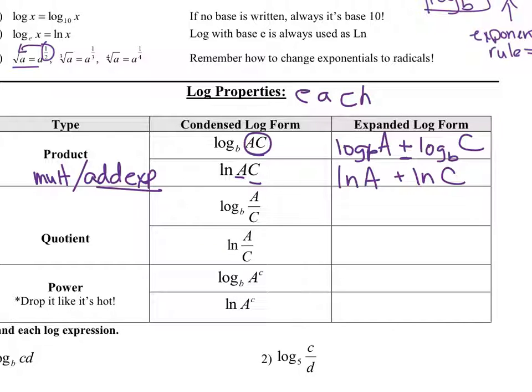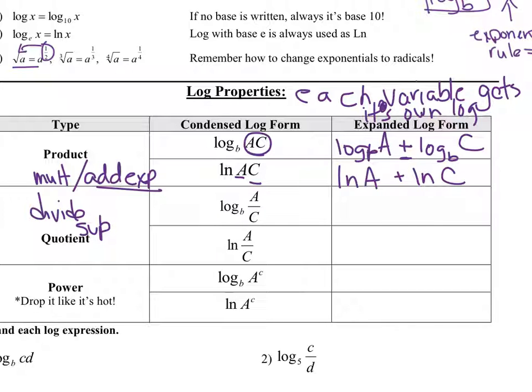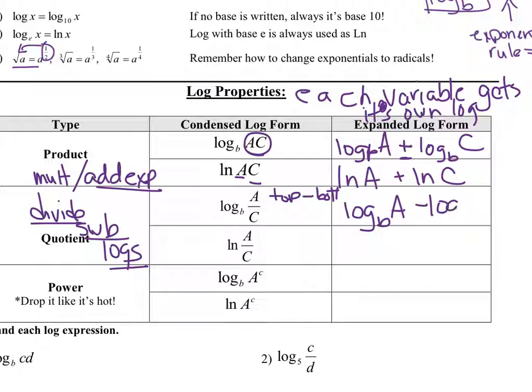So each variable gets its own log. Excuse me, I write weird. Each variable gets its own log. Okay, so when we divide values, we subtract. We subtract exponents, so we subtract logs. When we divide, we subtract logs. It's always the top minus the bottom. So it's the log base b of a minus log base b of c, the log of the top minus the log of the bottom.